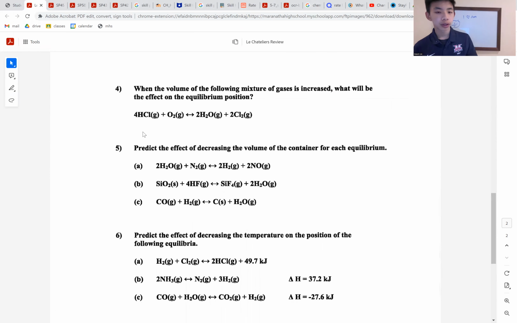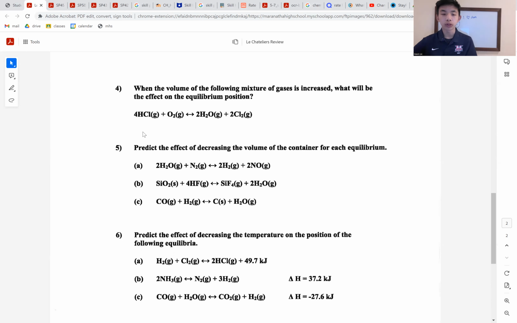All right, number 4. When the volume of the following mixture of gases is increased, what will be the effect on the equilibrium position? So when we're doing volume, it's the same thing as pressure.